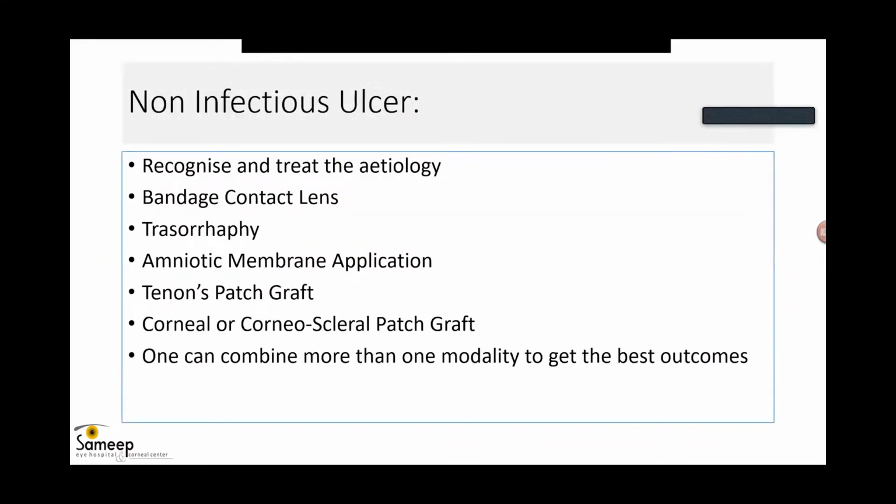So for non-infectious ulcers, it is important to recognize and treat the etiology. A few tools available to us are bandage contact lens for temporary purpose, a tarsorrhaphy, and amniotic membrane application, which can be used either as a single layer or as multi-layer. One can also use, if there is a perforation, a Tenon's patch graft, or one can use a corneal or a corneoscleral patch graft. And one can combine more than one modality to get the best outcomes apart from the medical management in these non-infectious corneal ulcers.